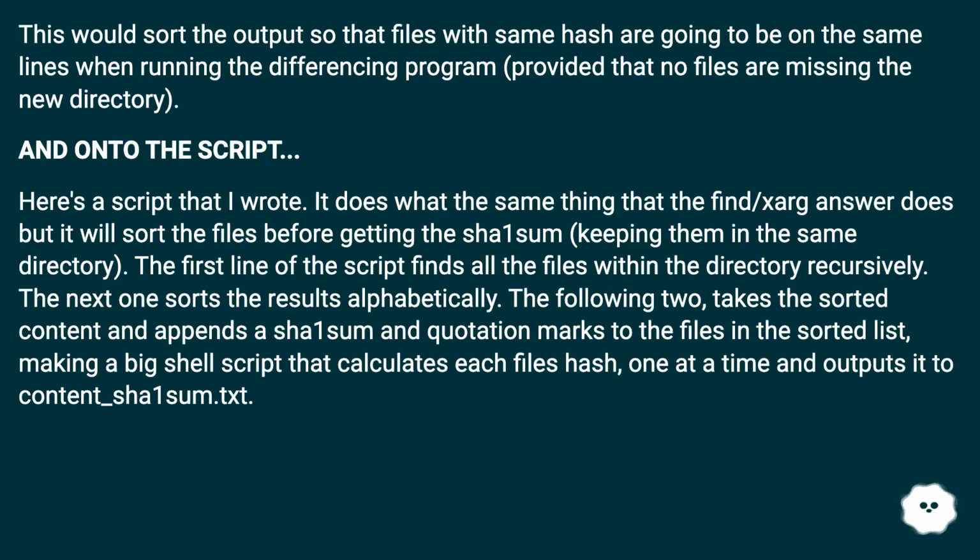The first line of the script finds all the files within the directory recursively. The next one sorts the results alphabetically. The following two take the sorted content and append a sha1sum and quotation marks to the files in the sorted list, making a big shell script that calculates each file's hash, one at a time, and outputs it to content_sha1sum.txt.